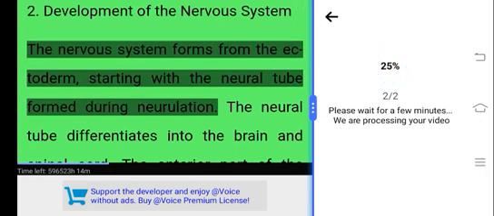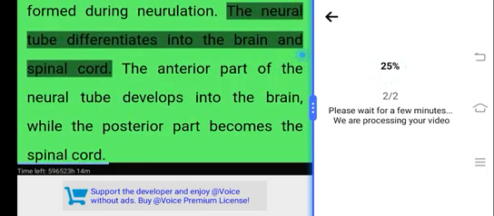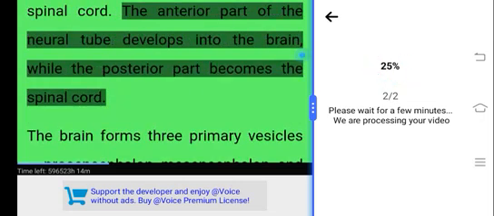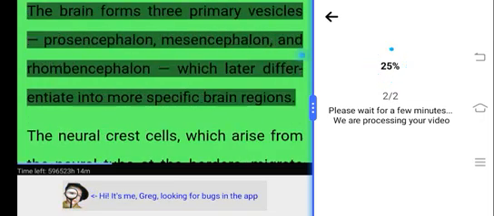2. Development of the nervous system. The nervous system forms from the ectoderm, starting with the neural tube formed during neurulation. The neural tube differentiates into the brain and spinal cord. The anterior part of the neural tube develops into the brain, while the posterior part becomes the spinal cord. The brain forms 3 primary vesicles, prosencephalon, mesencephalon, and rhombencephalon, which later differentiate into more specific brain regions.